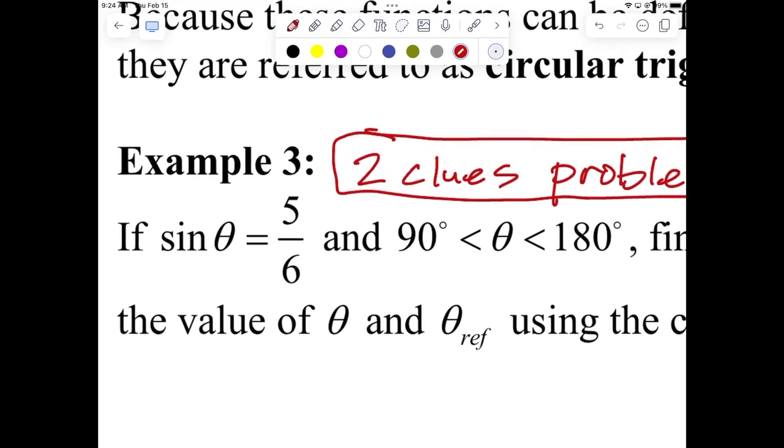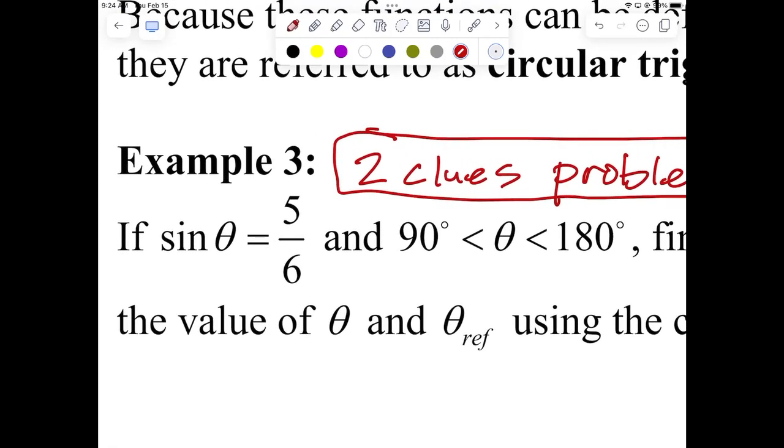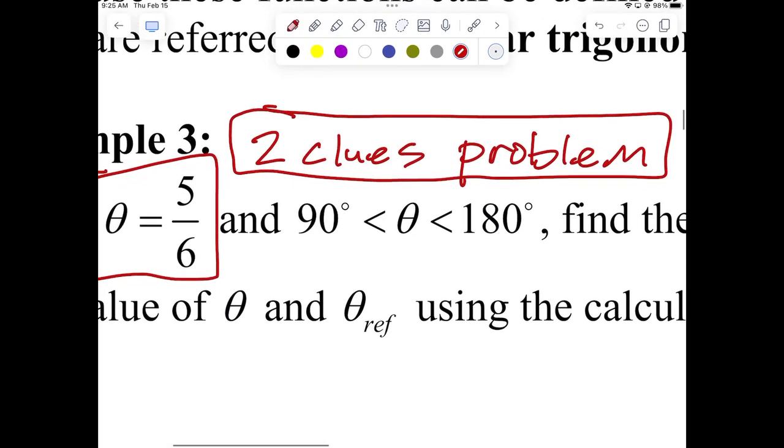If sine of some angle theta is 5 over 6, there's your first clue. That's clue number 1. I know that the sine, y over r ratio, of some angle theta in standard position on the coordinate plane is 5 over 6, and 90 is less than theta is less than 180. There's your second clue. That's actually a big clue, isn't it?